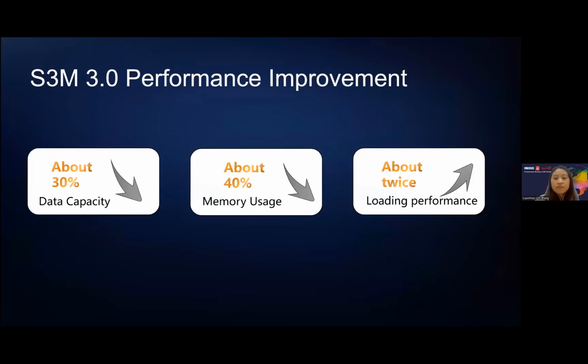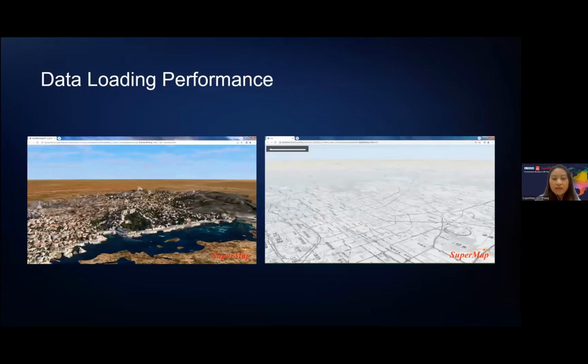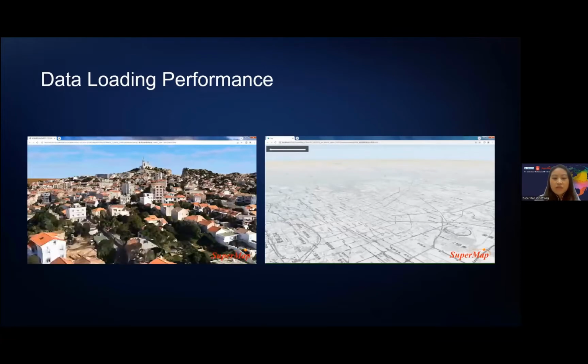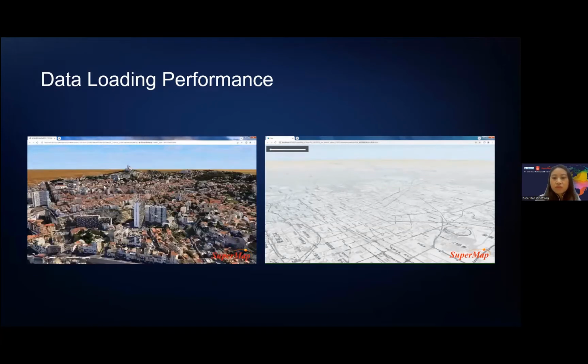We made a comparative statistic. Through this improvement, the data capacity can be reduced by about 30%, the memory usage can be reduced by about 40%, and the loading performance can be improved by about twice as before when using S3M 3.0. Here are two demos showing that S3M can smoothly render a large amount of oblique photography data and a wide model.